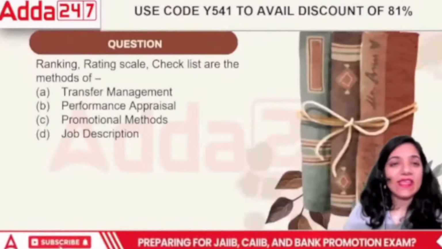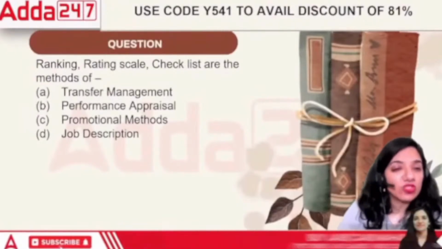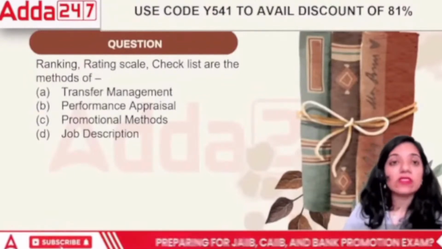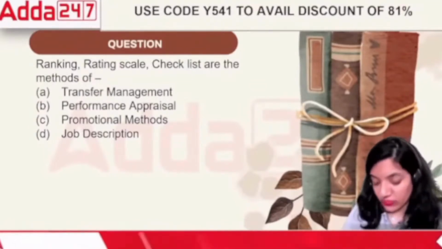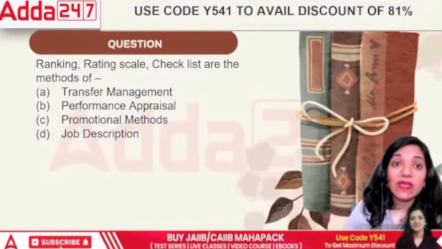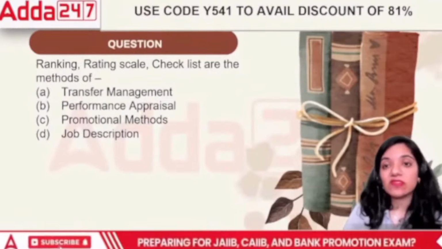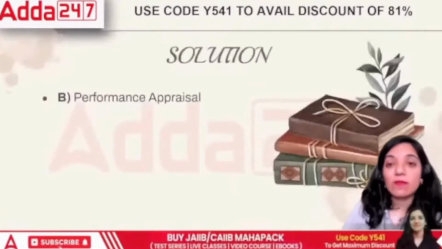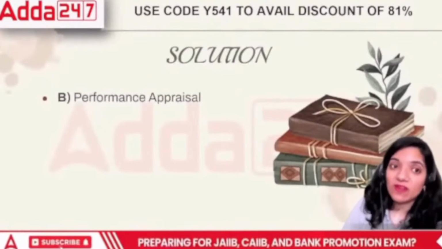Next point: ranking, rating, checklists are methods of transfer management, performance appraisal, promotional methods, or job description. Ranking and rating is basically a part of the performance appraisal. We try to understand whether the person is going good or going bad in terms of their job profile. That is performance appraisal. If anybody is looking for promotion, how we provide promotion to them is something that we determine in this area.